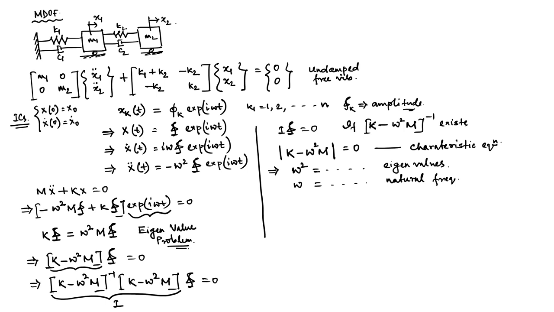So, we get this as the natural frequency of the system, and then for each natural frequency, if we come back to this equation, we can find the eigenvector. Again, if we consider k minus omega square m times phi is equal to 0, and put in this value of omega, the square root of the eigenvalues, we can solve for phi, that is the eigenvector. We call it the mode or mode shape.